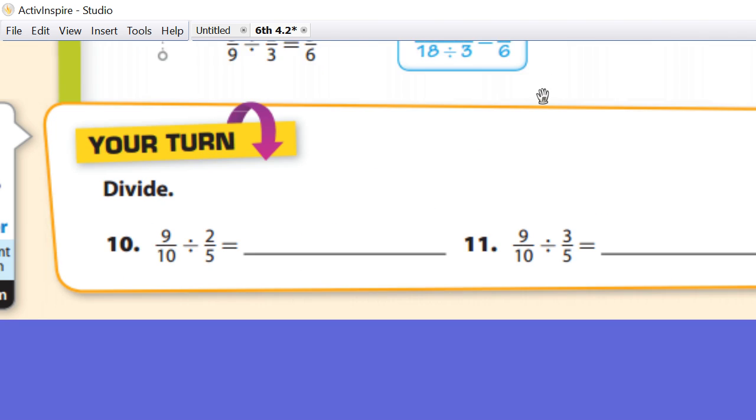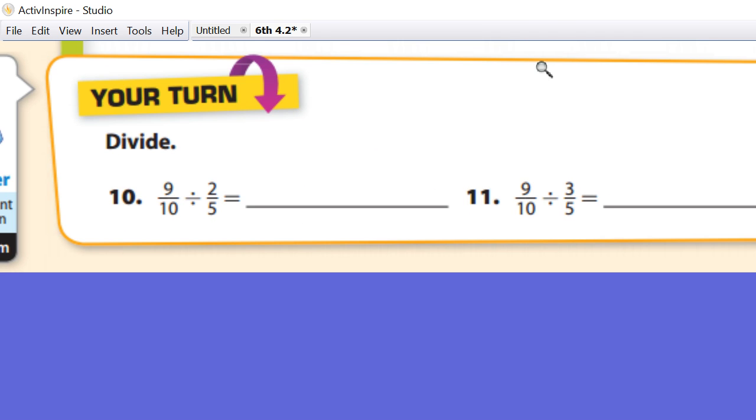Let's go ahead and try the your turns at the bottom. And we're going to use the exact same method. We're going to rewrite the problem as a multiplication problem where the first term, 9/10, remains. The sign goes from division to multiplication, and really important to remember that the second fraction we rewrite as its reciprocal. So instead of 2/5, we write it as 5/2. Now we will solve using multiplication.